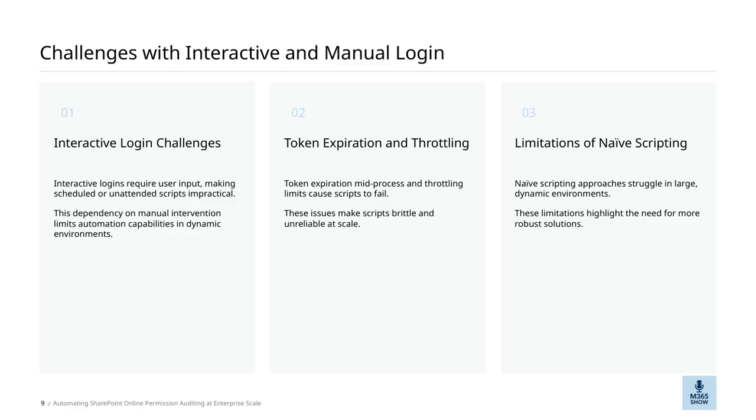Then there's the challenge of interactive logins. These require manual user input, which makes scheduled or unattended automation nearly impossible. In dynamic environments, where automation is key, this dependency on manual intervention severely limits what you can achieve. Overall, these challenges emphasize why relying on simple scripting isn't enough. We need more resilient, automated solutions that can handle token expiration, throttling, and the need for unattended operation to effectively manage permissions at enterprise scale.